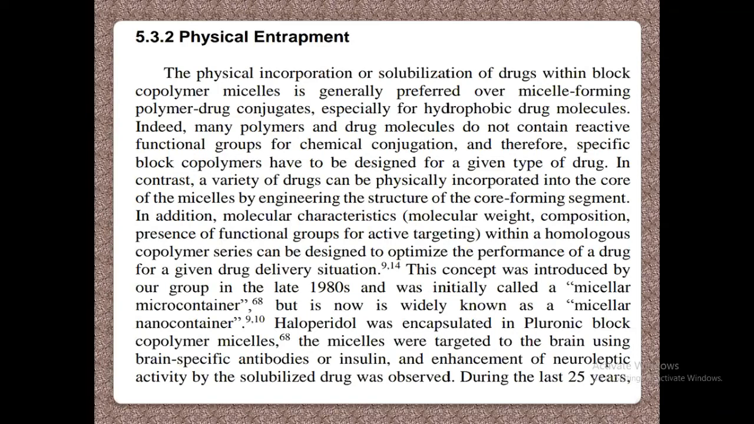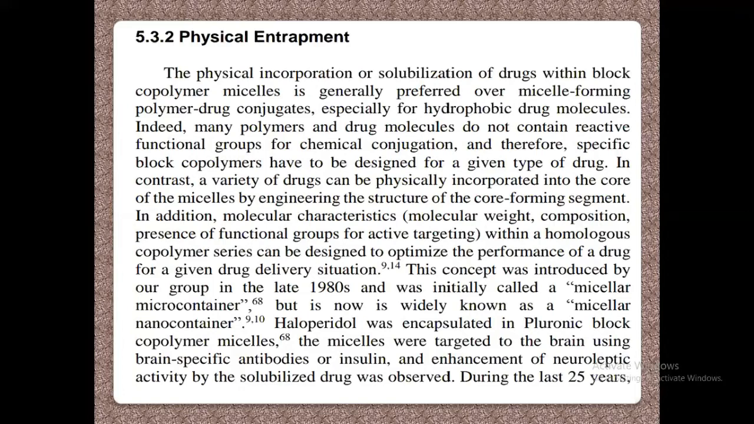Haloperidol, that is a drug, was encapsulated in Pluronic block copolymer micelles. The micelles were targeted to the brain, because the target organ is the brain, using brain specific antibodies or insulin hormone, and enhancement of neuroleptic activity by the solubilized drug was observed. So here you see that the drug is easily solubilized inside the brain, and it reaches the target.